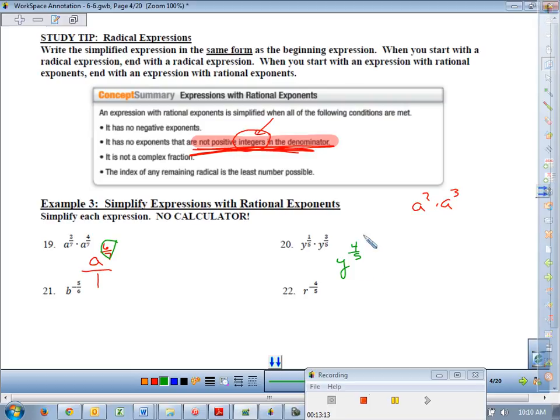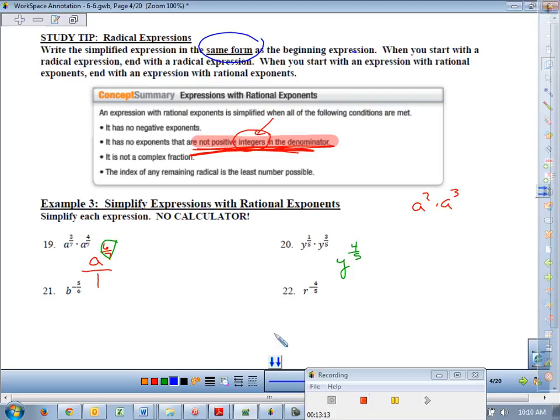How come we're not doing the 5th root of it and all of this stuff? Because the base is not a number. It's a variable, right? It's base y. The other thing that this should say up here, that I should really make a note of: write the simplified expression in the same form as the beginning expression. That means, did they use rational exponents in this problem? Then your final answer should be rational exponents. No radicals involved. If they start with radicals, you should end with radicals, right? If they start with rational exponents, you end with rational exponents, okay?